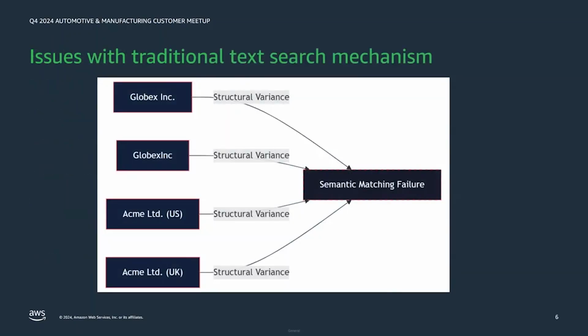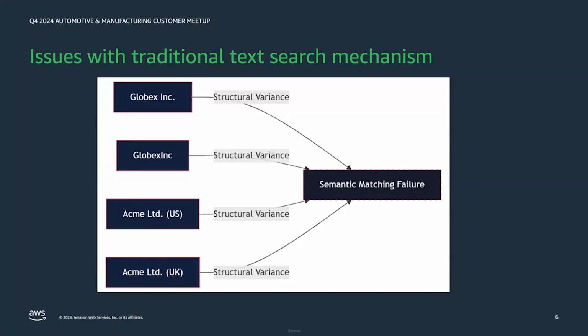We get asked this question a lot, especially before the advent of LLMs: why not go with traditional NLP models or text search mechanisms to do this? One of the problems is semantic matching failures. If you see these examples, one of them might be Globex INC dot. The other might be listed as Globex INC within the same database. Then there can be Acme Limited (US), then Acme Limited UK.